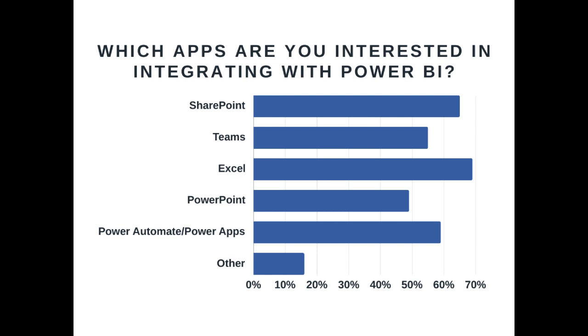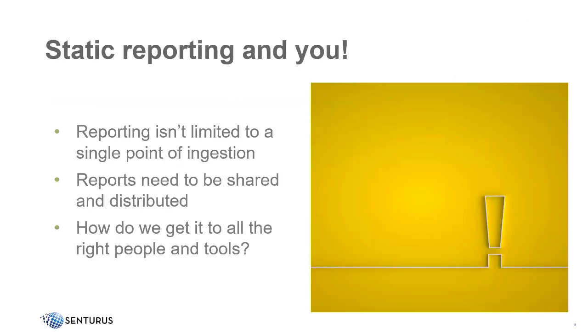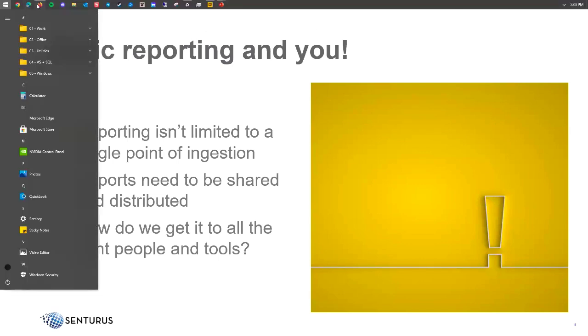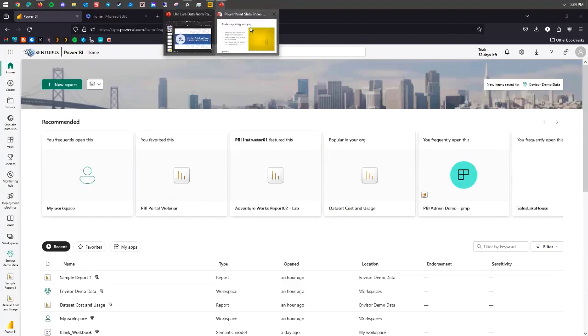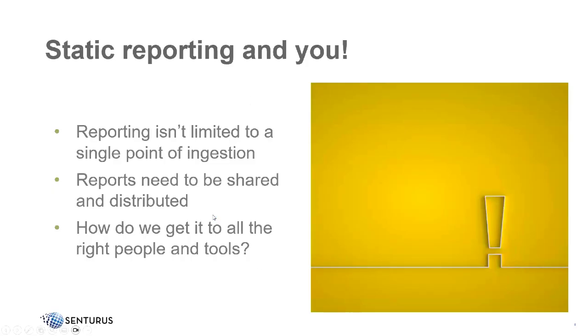Let's talk about this. Hopefully everybody's still doing okay. What we have to get past in some respect is static reporting, static screenshots, and static reporting in the sense of a single point of ingestion. From a technical standpoint, most folks want to be able to use the Power BI app. You want to be able to go here and have everybody access everything from here. That's what you want. But that doesn't work for everybody, does it? We also need to share and distribute these things. So how do we get it to everybody and make sure they're in tools that are comfortable for them?